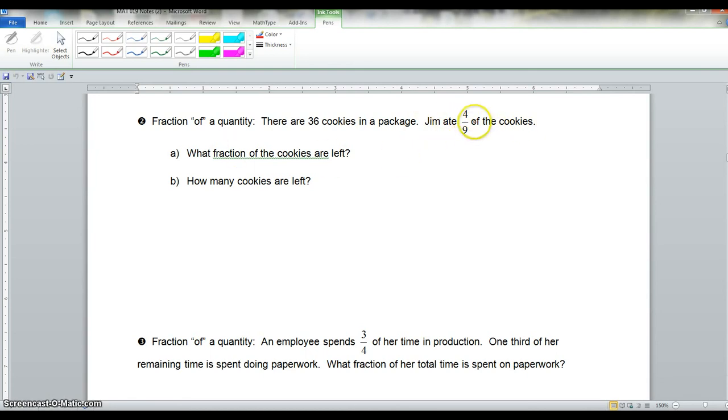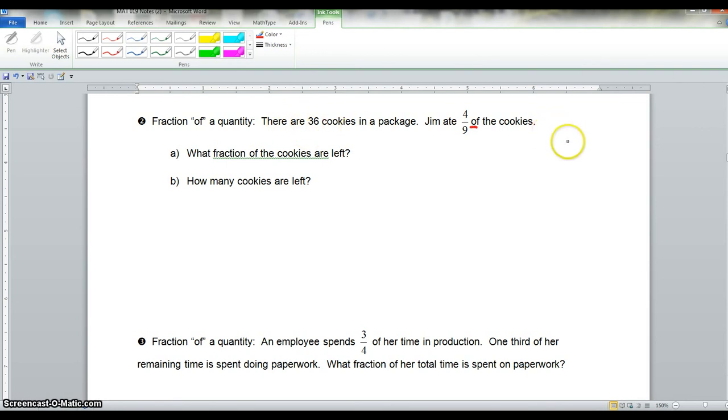Okay, now the word "of" typically means multiplication. So it says here with A, what fraction of the cookies are left? How many cookies are left? Okay, first of all, we have to figure out how many cookies Jim ate.